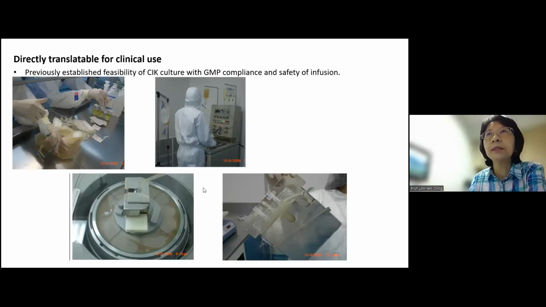And CMV-CIK is actually directly translatable for clinical use because we have previously manufactured CIK for clinical trial. These pictures show the maintenance, the harvesting, washing, and cryopreservation of CIK in the GMP lab at the cell therapy facility at HSA.